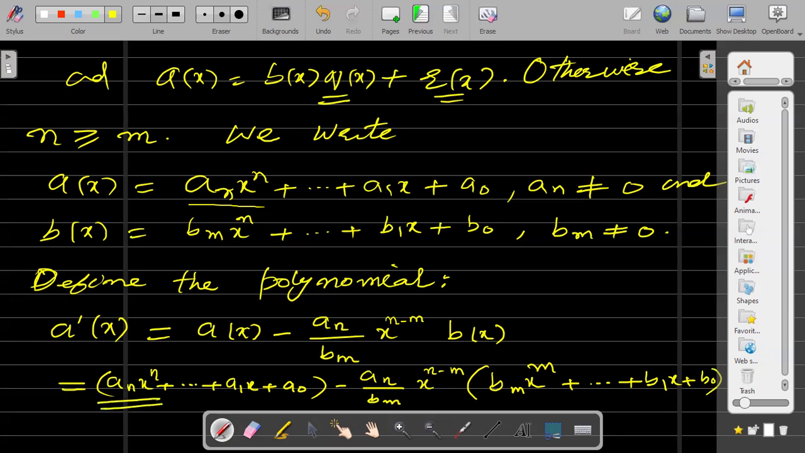Now look at this step. Here the first term is a_n x power n minus, यहाँ पर देखिए first term क्या है, b_m cancel हो जाएगा. x power n minus m times x power m, it will be x power n. So the first term is here a_n x power n, तो वो दोनों cancel हो जाएगी. So you will get a polynomial of degree less than n.